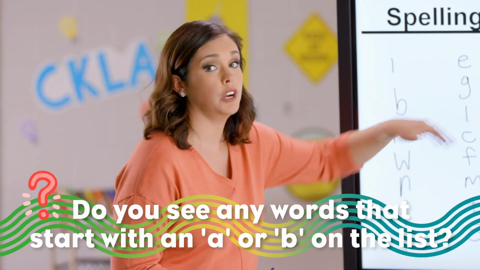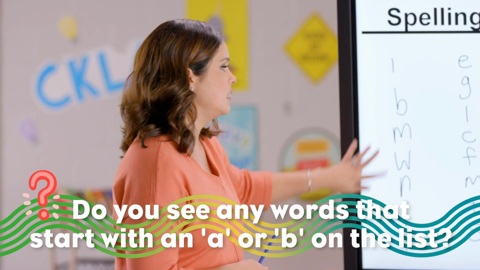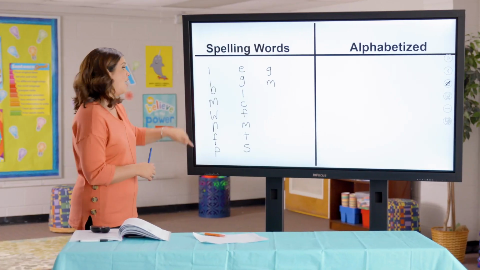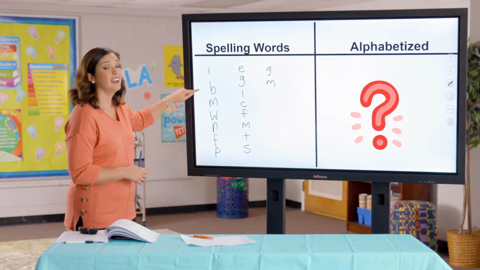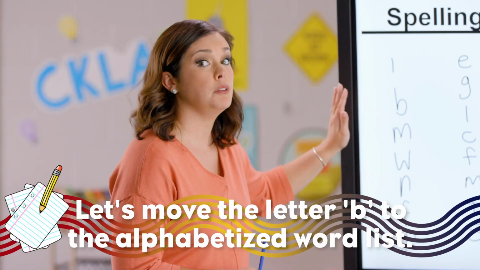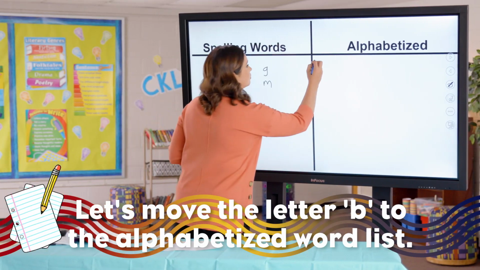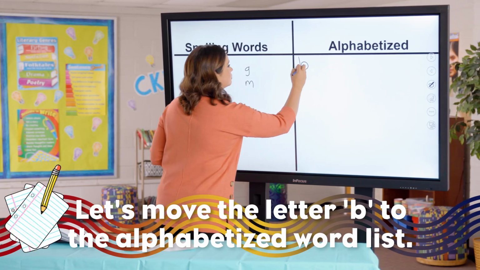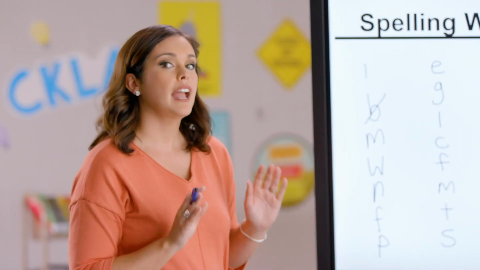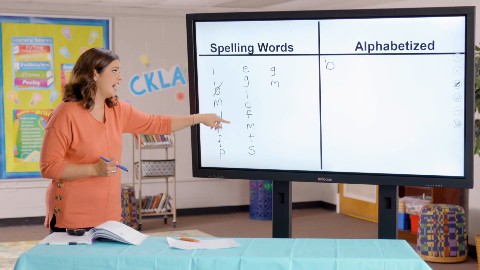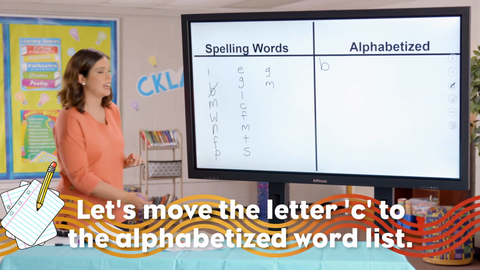Do you see any words that would start with the letter A? What about B? Yes, we do have one word that starts with B. Do you see any others? I don't either. Let's go ahead and move the B over to the alphabetized section of our organizer. Now I'm going to cross out B since we're done with that one. Now let's look for a C. I see one word that starts with C, so we can go ahead and move that into our alphabetized word list.